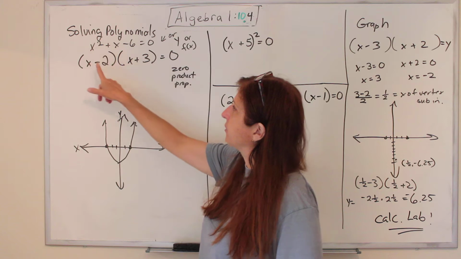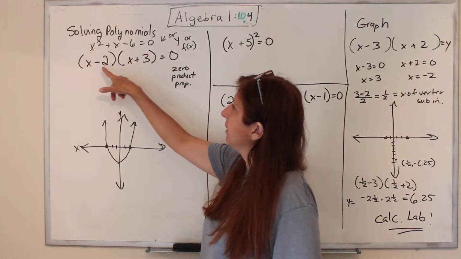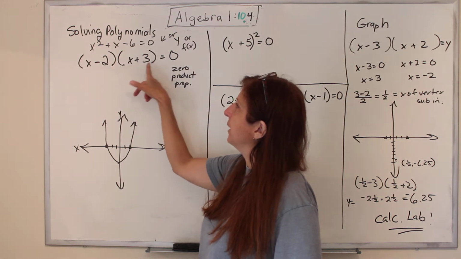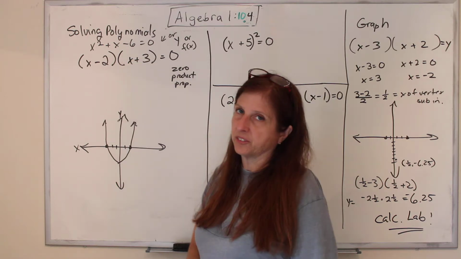X times x is x squared. X times 3 is 3x. Negative 2 times x is negative 2x. 3x minus 2x is x. Negative 2 times 3 is negative 6.